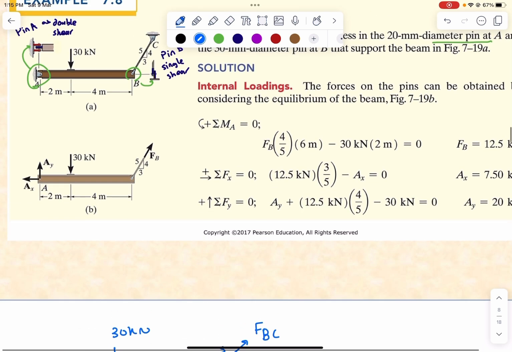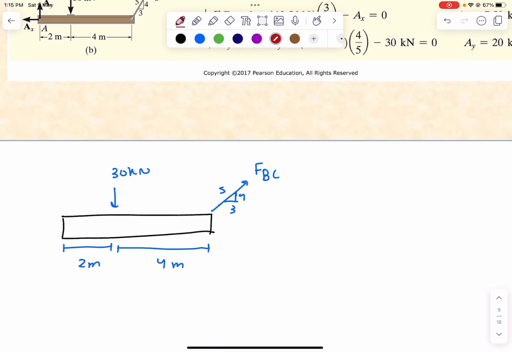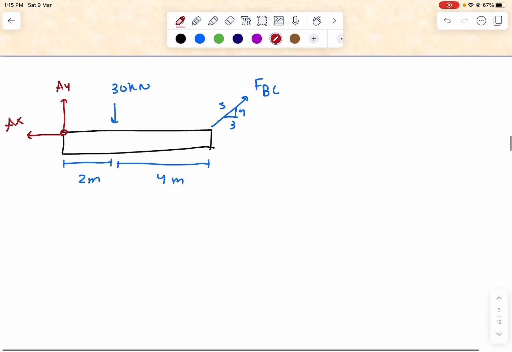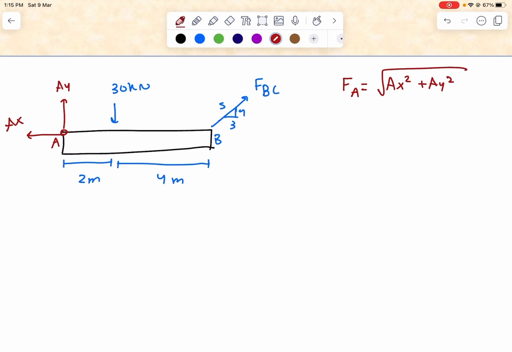Okay, here, this one is a pin or hinge, so it resists the motion in the vertical and horizontal direction. So we have AY and we have AX. Now it's very important that the shear in this pin A is gonna be equal. So FA is gonna be equal to the square root of AX squared plus AY squared. We're not just gonna take the Y alone or the X alone.